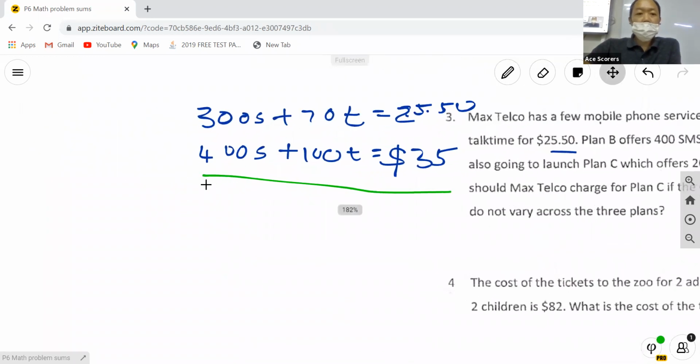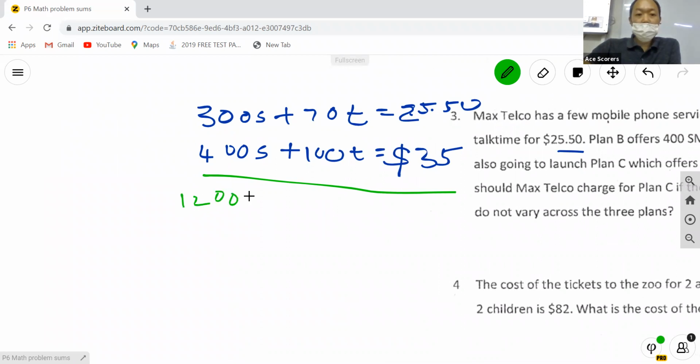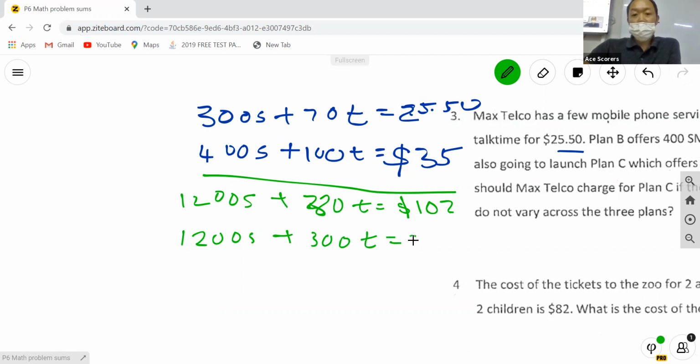1,200. So 1200S. Here times 4, right? So it's 280T equals 102. And then here times 3, 300T equals 105. Okay, so we're done. Next. Big minus small. So 20T is $3.